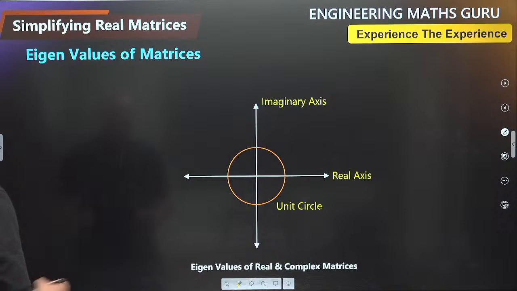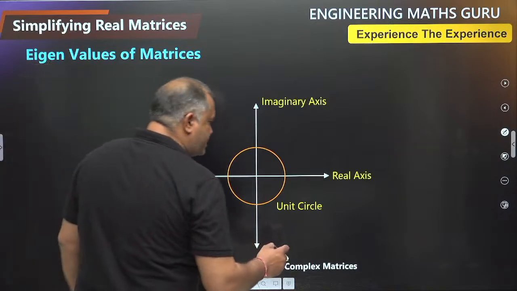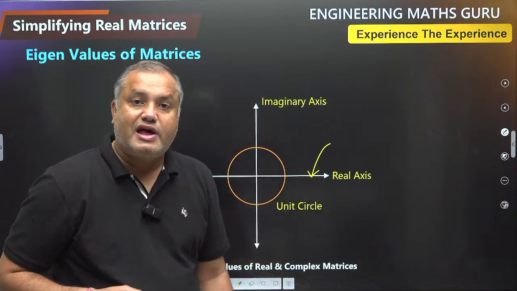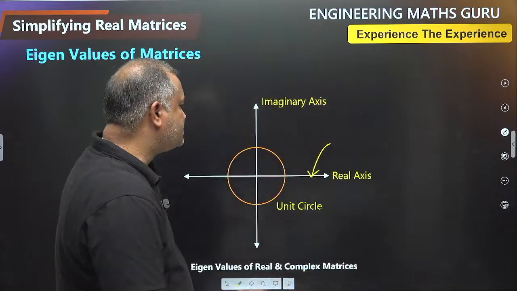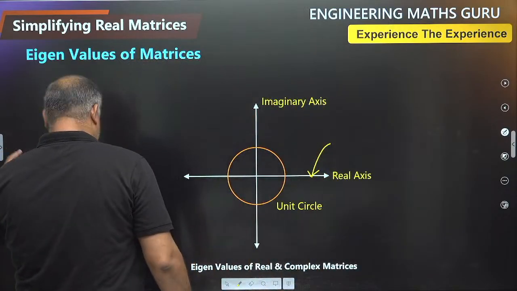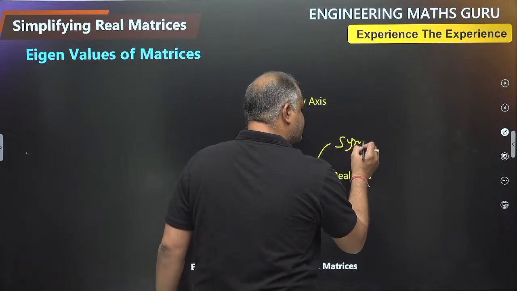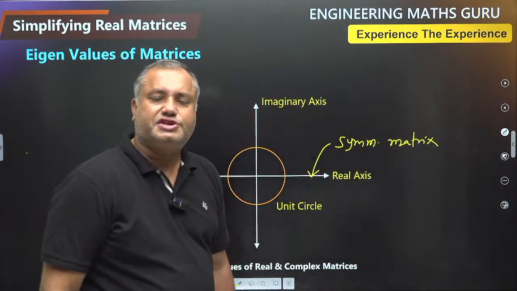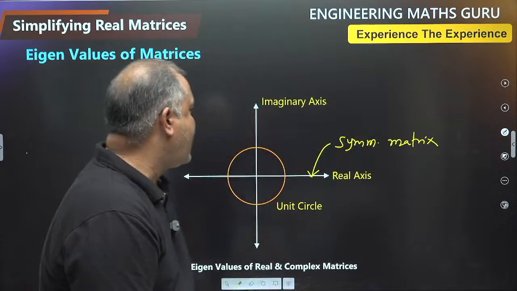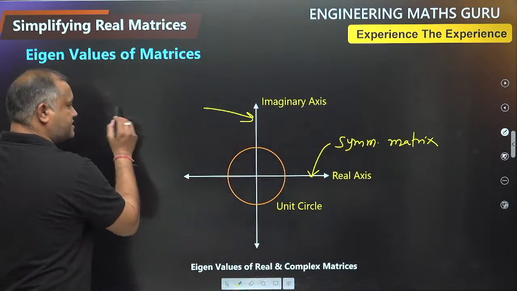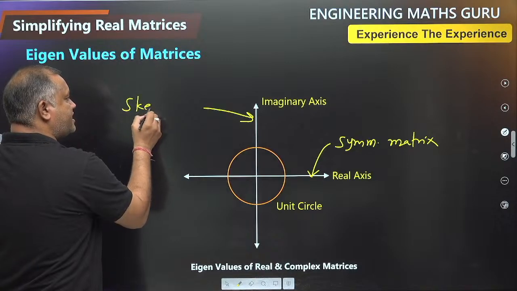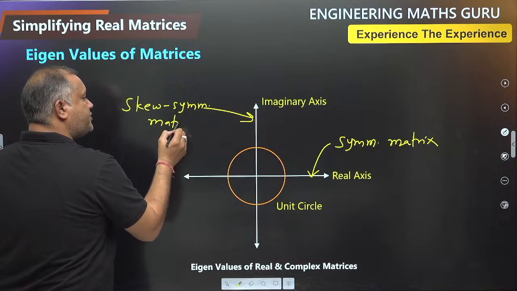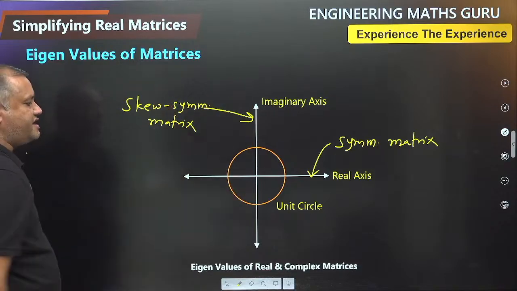Eigenvalues of symmetric matrix. So students, eigenvalues of symmetric matrix are always real numbers, and that's why they have to be plotted on the real axis. So on the real axis we plot the eigenvalues of symmetric matrix. Eigenvalues of skew symmetric matrix are pure imaginary, and that's why they have to be plotted on the imaginary axis. They are always pure imaginary, and that's why they find their place on the imaginary axis.